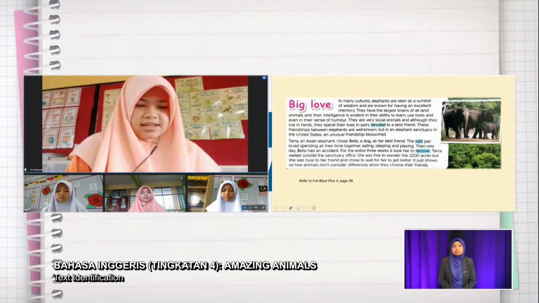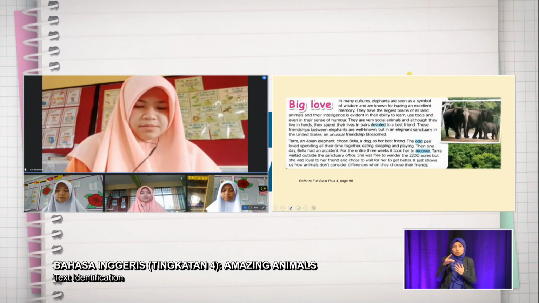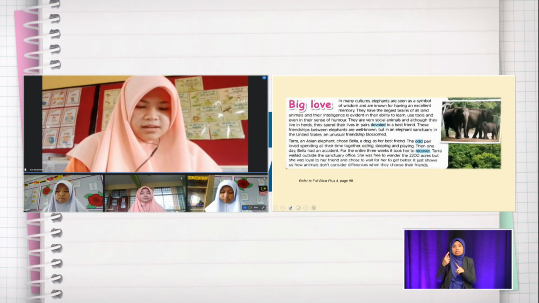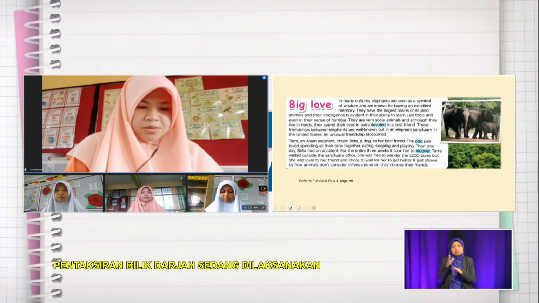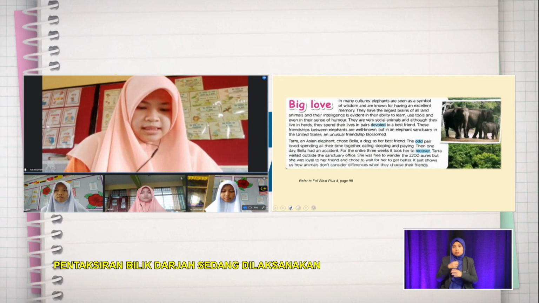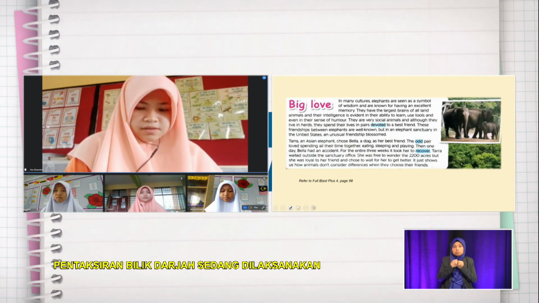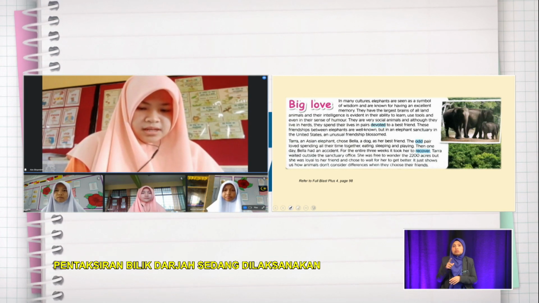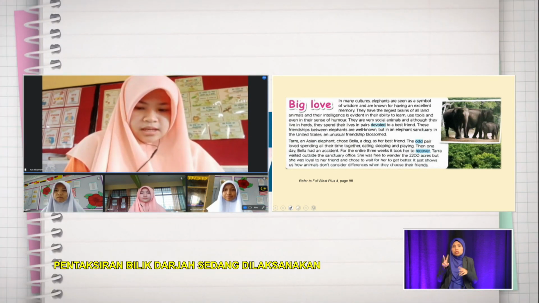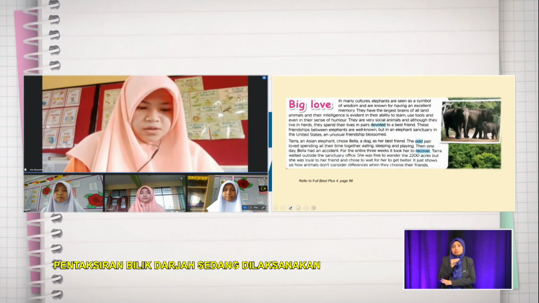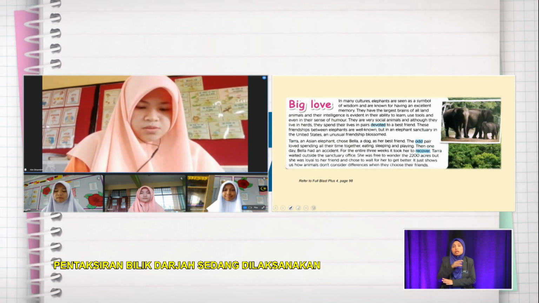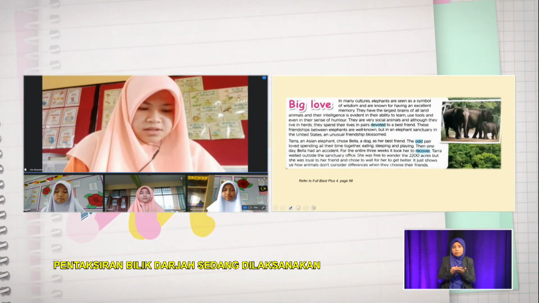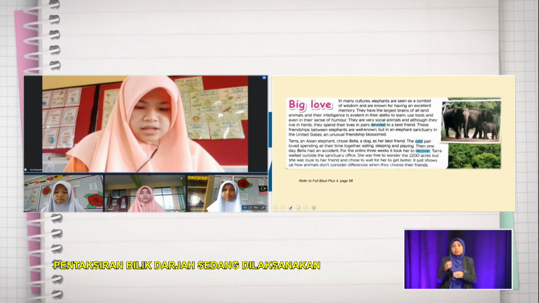Tara, an Asian elephant, chose Bella, a dog, as her best friend. The odd pair love spending all their time together, eating, sleeping, and playing. Then one day, Bella had an accident. For the entire 3 weeks it took her to recover, Tara waited outside the sanctuary office. She was free to wander the 2,200 acres, but she was loyal to her friend and chose to wait for her to get better. It just shows us how animals don't consider differences when they choose their friends.